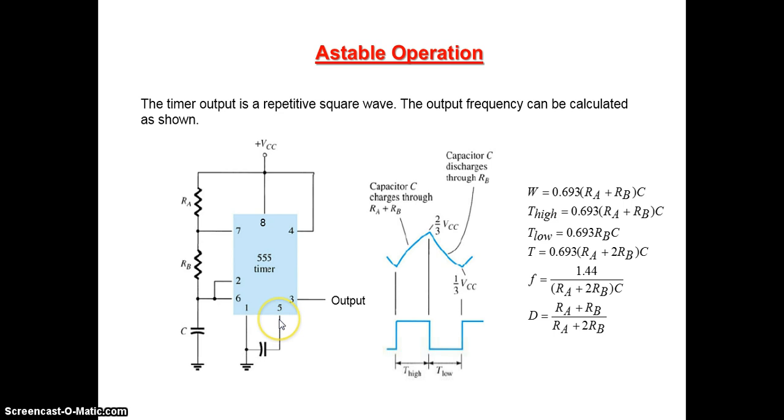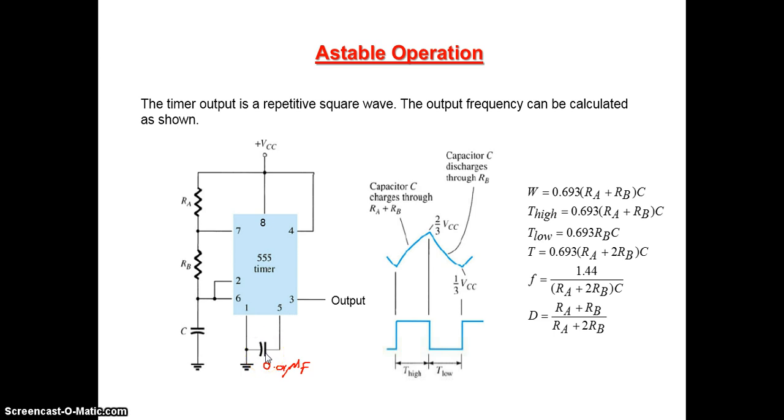And pin number 5, normally it is the control voltage. If we are using the 555 timer IC for modulation purposes, we will apply the modulating signal to pin number 5. If this pin is not being used, we will normally connect it to ground through a capacitor of 0.01 microfarad. If there is a noise voltage, it will discharge to ground through this capacitor. That is the purpose of adding this 0.01 microfarad capacitor here.